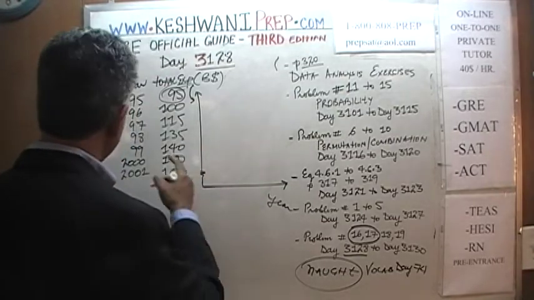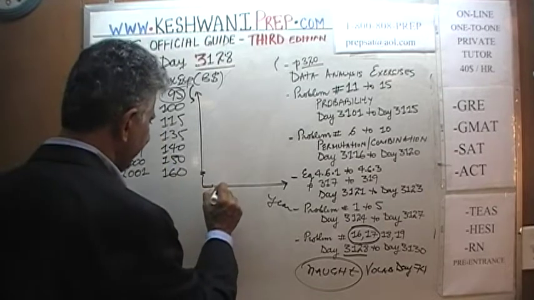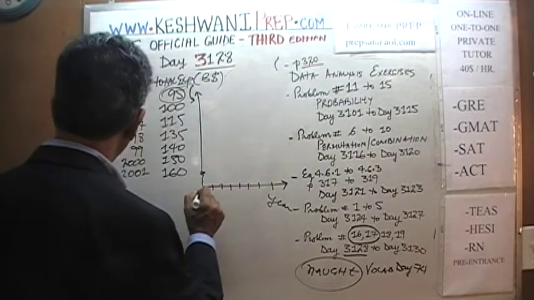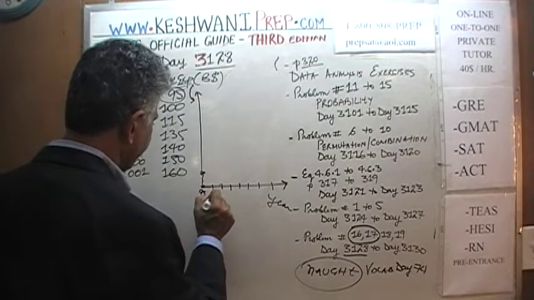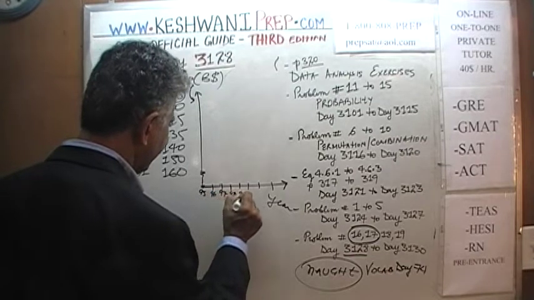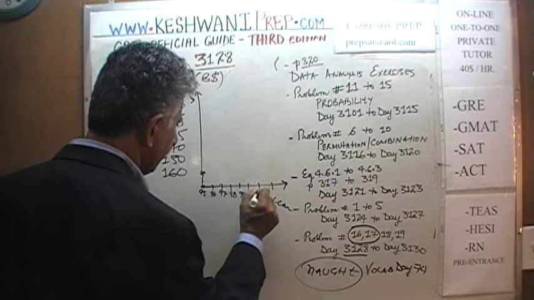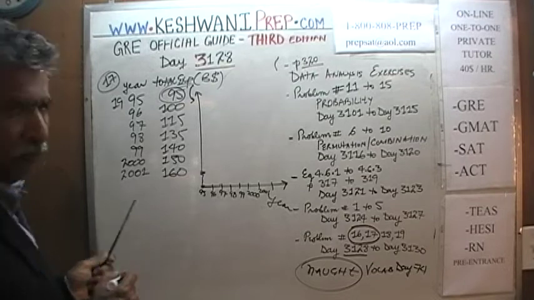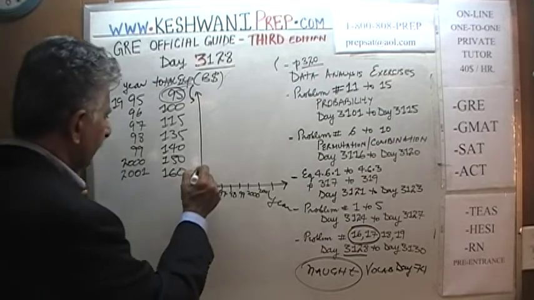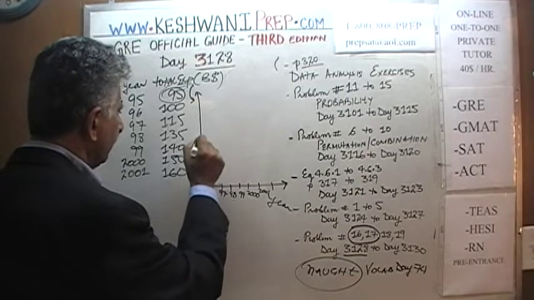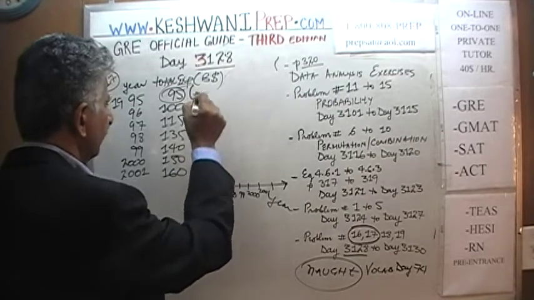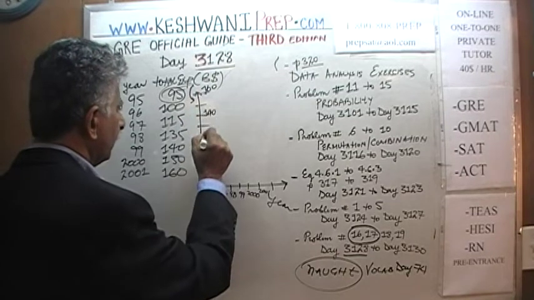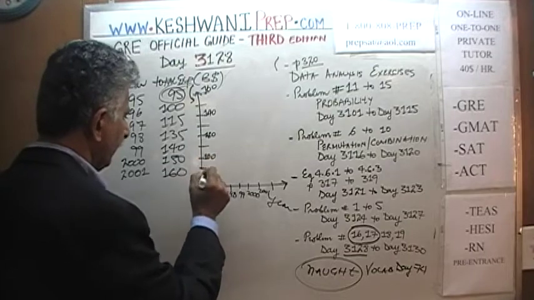So, the years: 95, 96, 97, 98, 99, year 2000, and 2001. It stops here. We're not going to use that one. Okay, let's do this very quickly. We're going to start from 90. So here we go: 90, 100, 110, 120, 130, 140, 150, 160. This is 160, 140, 120, 100, and that's 90.